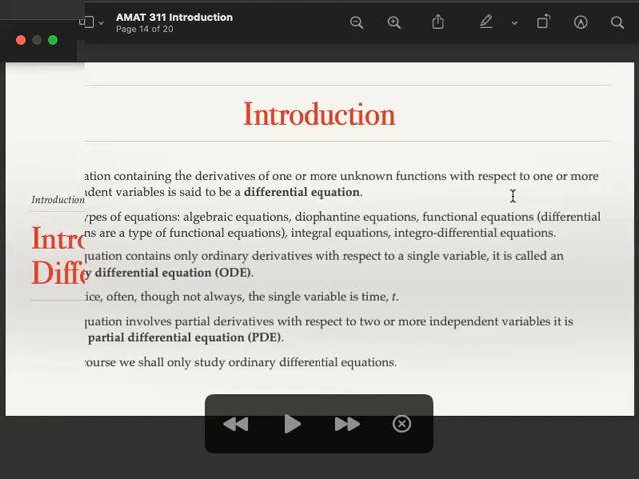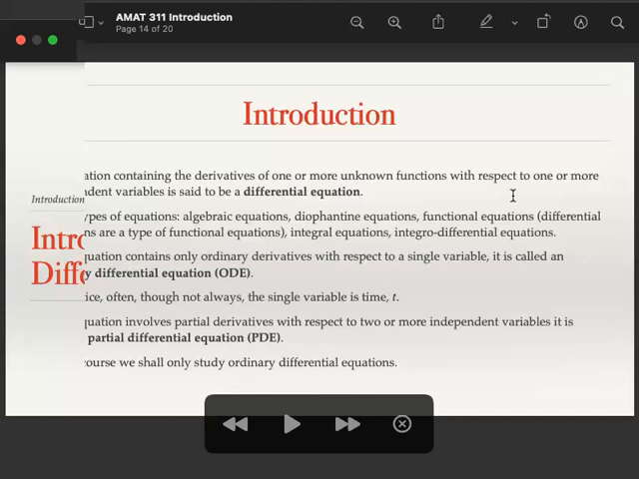So usually the variable is denoted by x or t, and the unknown function is denoted by x, y, or z. But this is not a rule, so again, any letter can be used to denote the unknown function, and any letter can be used to denote the variable. So the unknown functions are also called dependent variables, and the variables, like x here, are also called independent variables.